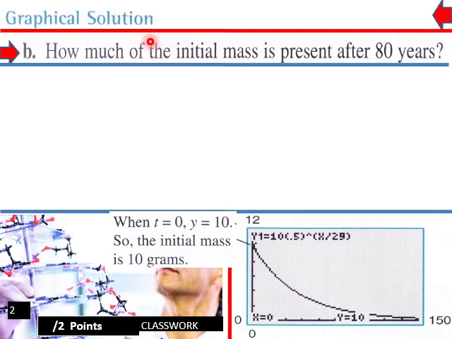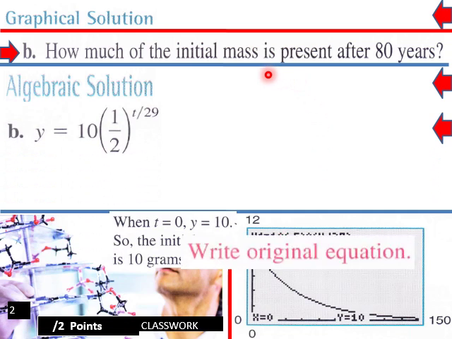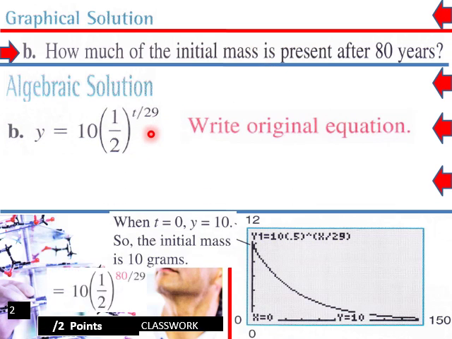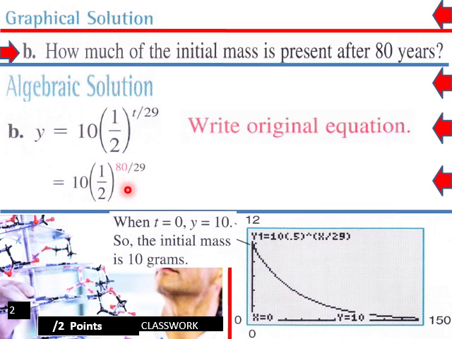For a graphical solution, this is our function here. Your mass starts here, and when x equals 0, y equals 10. That's your starting place, and then it falls like that. So after 80 years, we take the original equation and plug in 80 here.